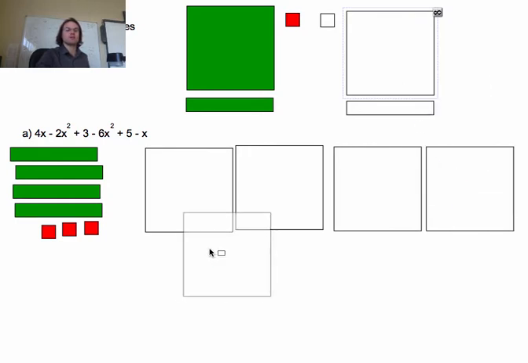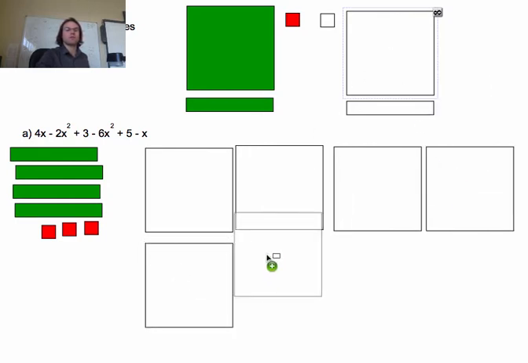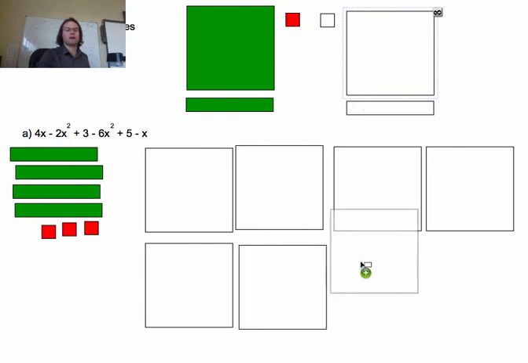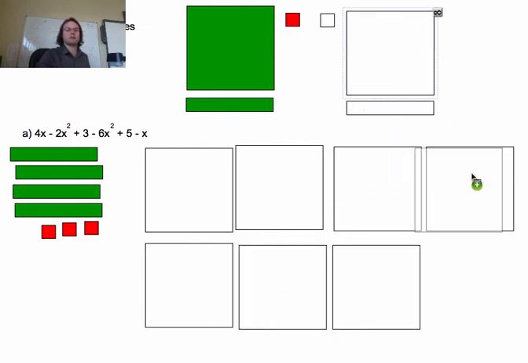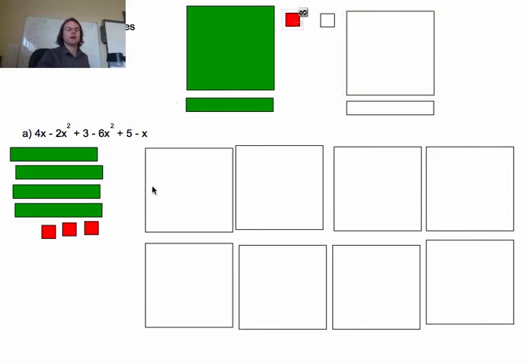1, 2, 3, 4, 5, 6. Okay? And next it says to add 5. So we want to add 5: 1, 2, 3, and then we have 4, and then 5. Okay? And then it wants to also add a negative x, so we put in a negative x.